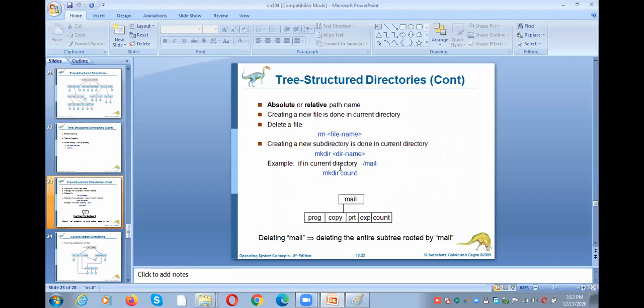Under mail, which is a main directory, you want to create all these things: mkdir space prog, mkdir space copy, mkdir space prt, mkdir space exp, mkdir space count. Likewise, you can create any number of directories under one directory by using mkdir. In order to remove a directory, you need to use the command rmdir. Rmdir means remove directory, and mkdir means make a directory.